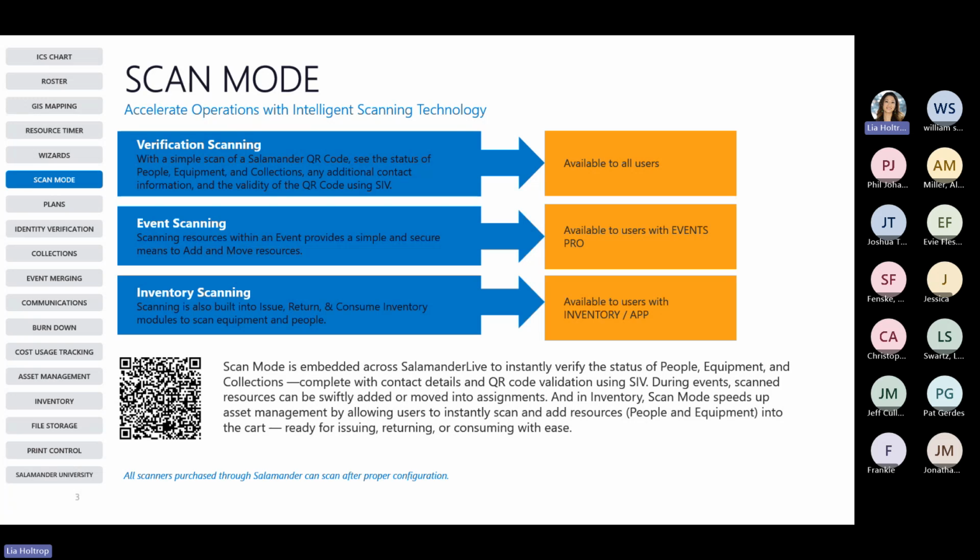Access to each of the scan modes is based on permissions. So for example, verification scanning is available to all Salamander Live users. Event scanning is available to users with Events Pro, and inventory scanning is available to users with Inventory/app. So these again are all based on your permissions, what you're assigned to or licensed to or subscribed to within your user account.